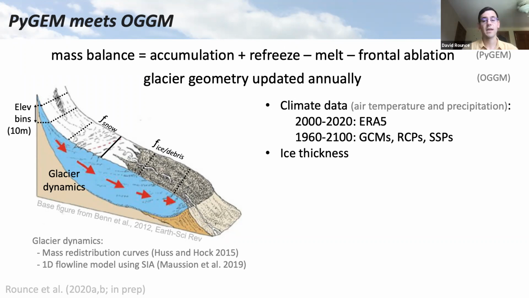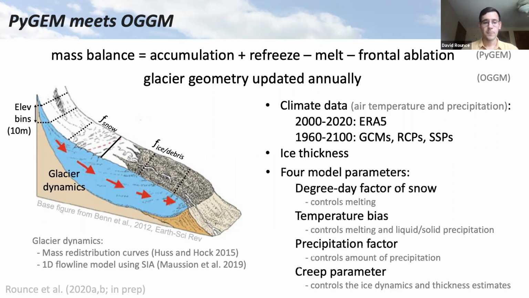And the model also requires ice thickness estimates. And so here, once again, we're relying on OGGM. This enables us to utilize the mass balance gradient that we produce from PyGEM in order to invert for ice thickness. And the benefit of this is that we produce ice thickness estimates that are internally consistent with our mass balance gradients.